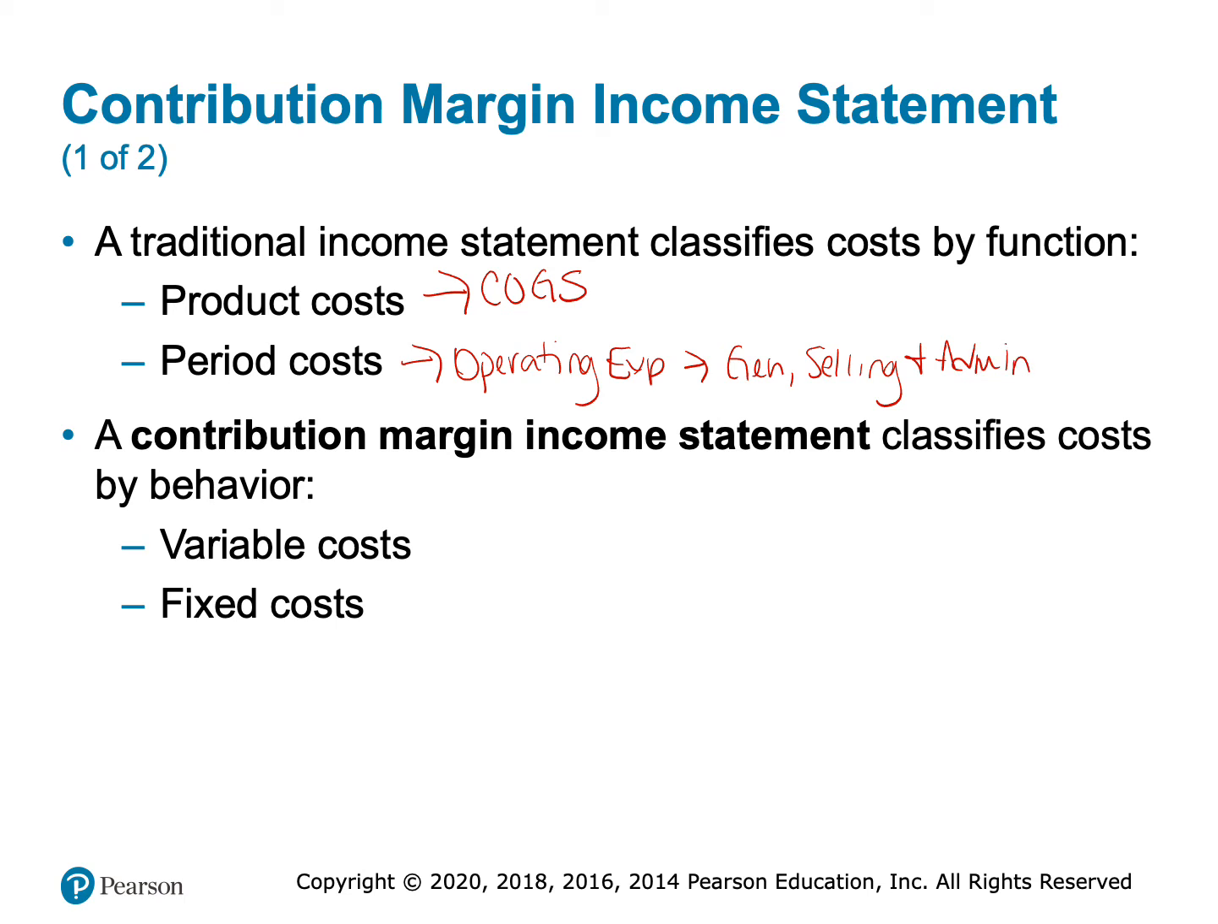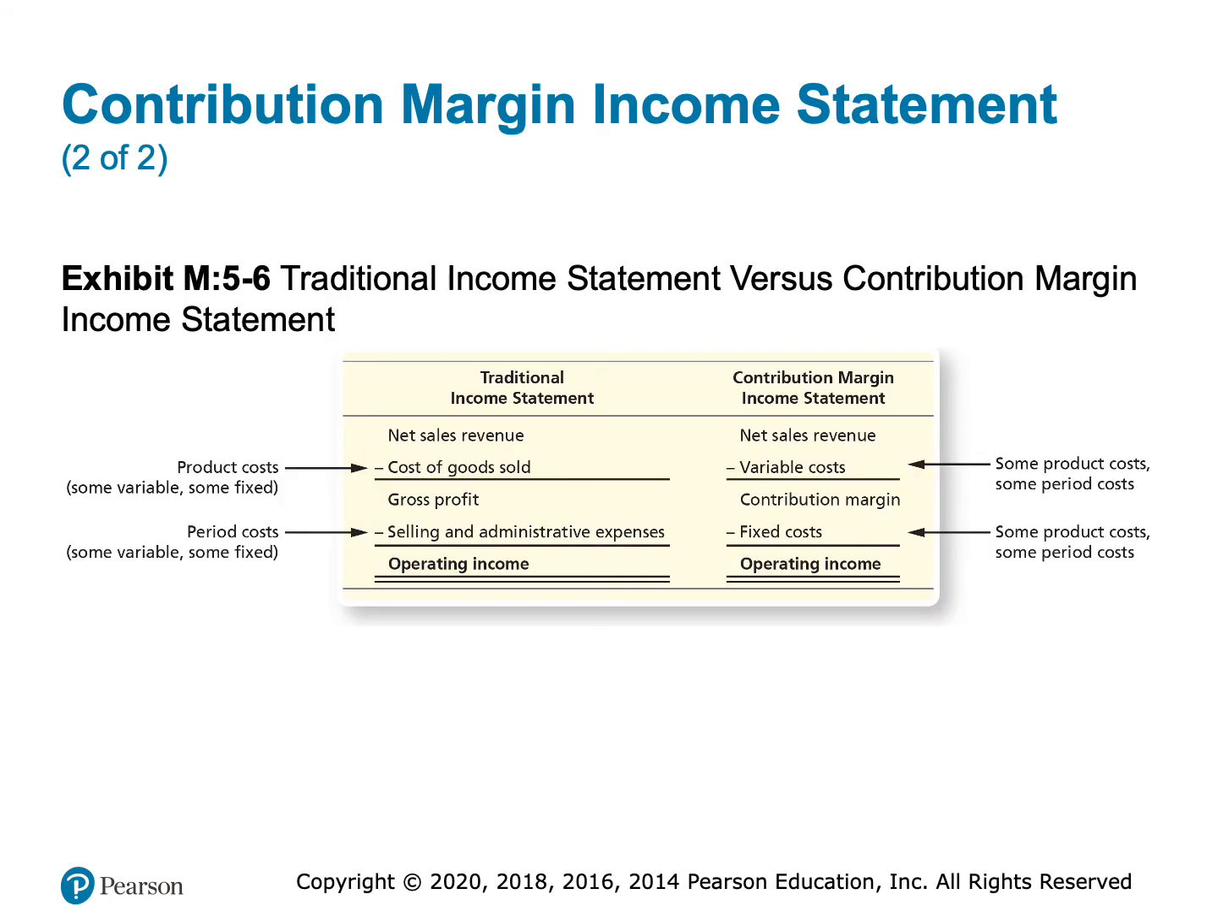So a contribution margin income statement is just going to take those costs, product and period, and reshuffle them based on whether they are fixed or variable. So instead of breaking it by product and period, we're going to break it by fixed and variable. Let's take a look here.